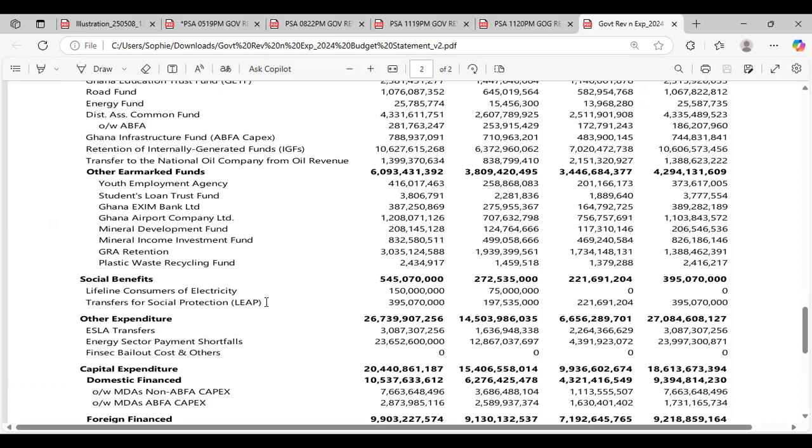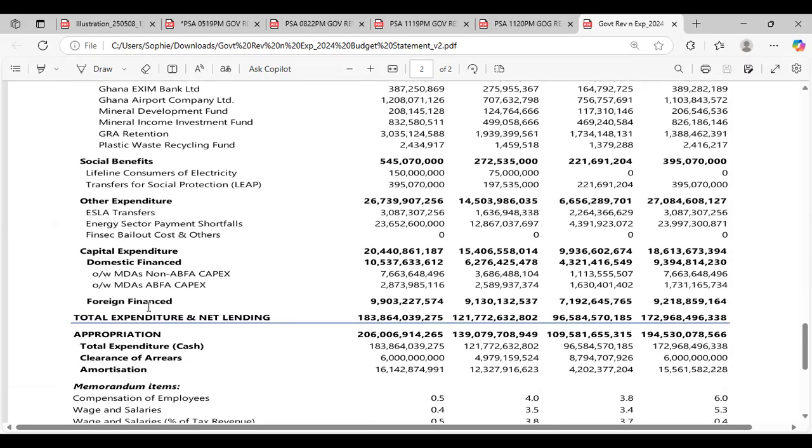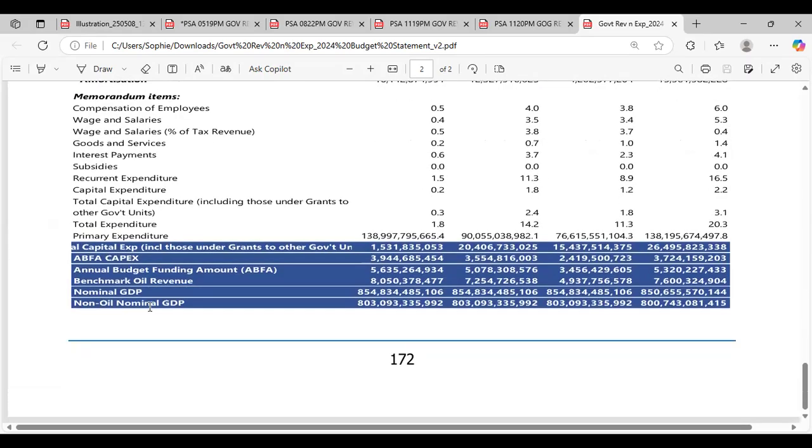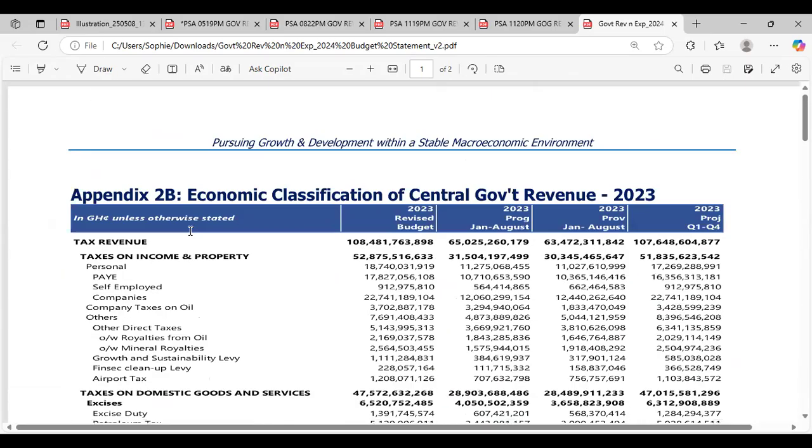We discussed this LEAP, Livelihood Empowerment something. So that's the LEAP. It's basically some assistance for the aged and the poor. The other expenditure. So that is how a typical classification of government revenue and expenditure looks like. All right. So let's continue.